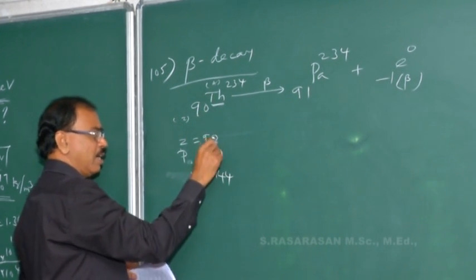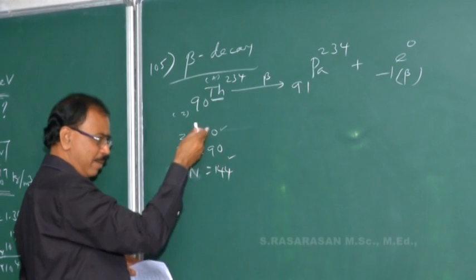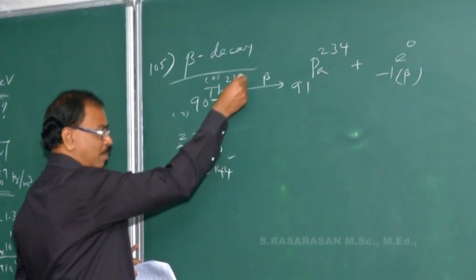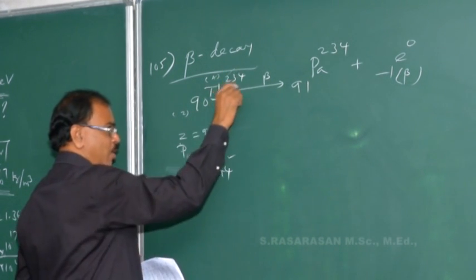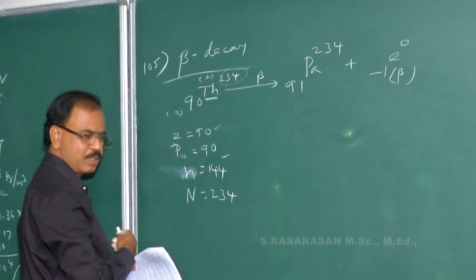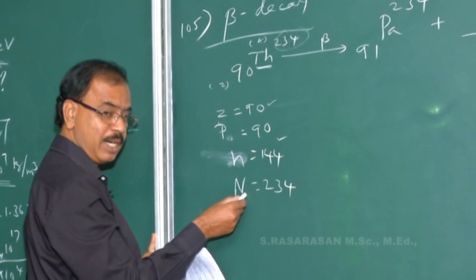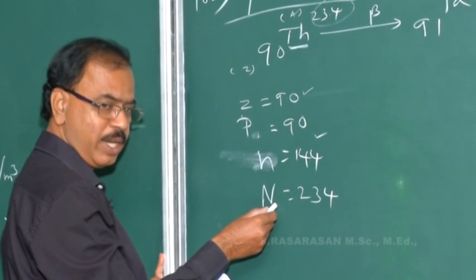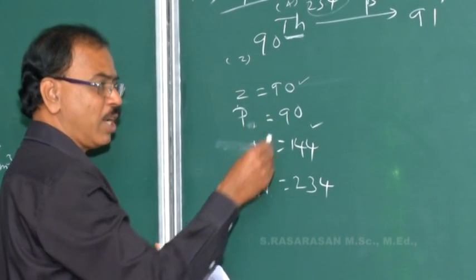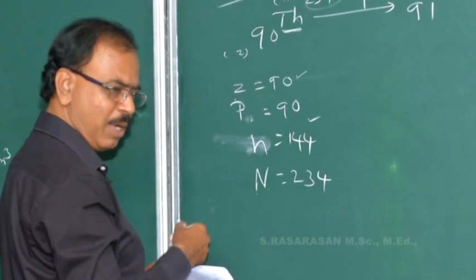Thorium nucleusக்குள்ளே what is atomic number na 90. What is the proton number? How many protons are there? 90. How many neutrons available? Neutrons number 144. Subtract panna. And totally how many nucleons available na 234. Atomic number na number of protons. Nucleon number na mass number. Number of nucleons, sum of the neutrons and protons. Proton neutron சேர்த்தா தான் nucleon. So nucleon number சொல்லலாம், mass number சொல்லலாம்.